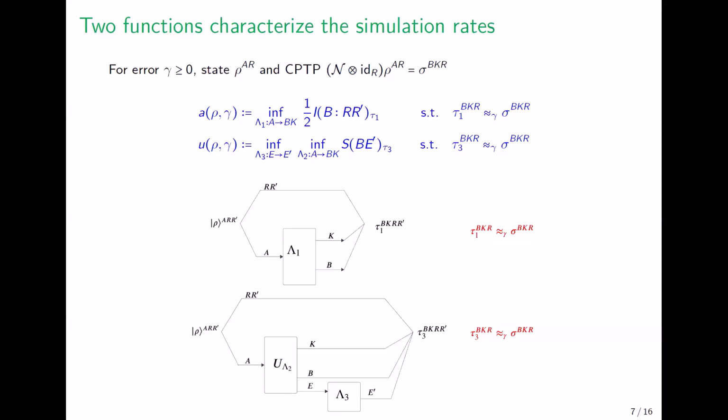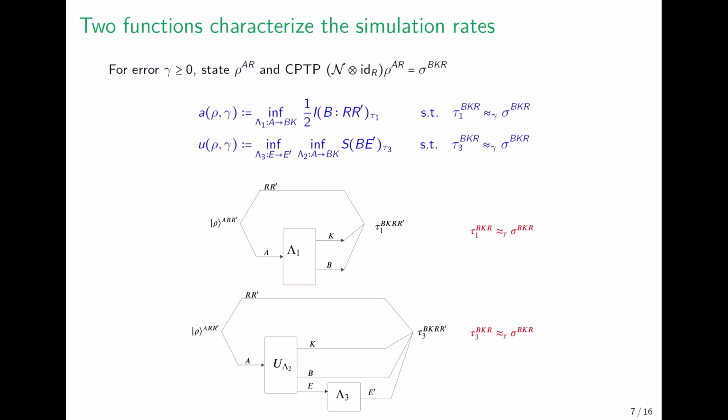They might seem a bit complicated, but in the end, they are very intuitive. You want to apply a channel on the input, and here the prime is the purification of the whole input system, in such a way that the output is almost close to the state that you want to simulate. And then you take the infimum over all such CPTP maps. Similarly, for the unassisted functional, we apply CPTP maps here and also another CPTP map on the environment system, such that we get a state here which is gamma-close to the state that we want to simulate.